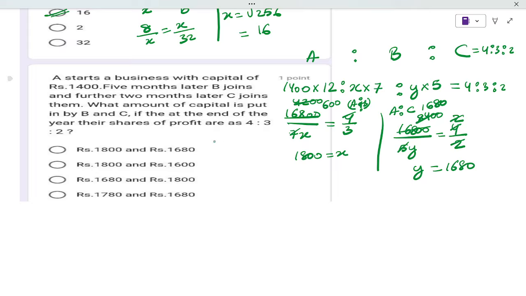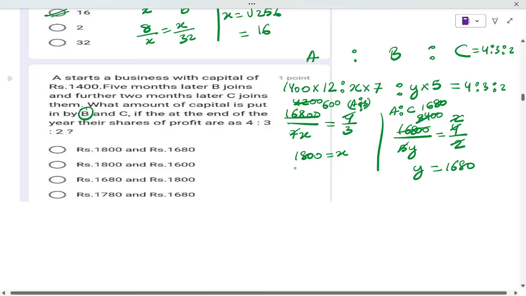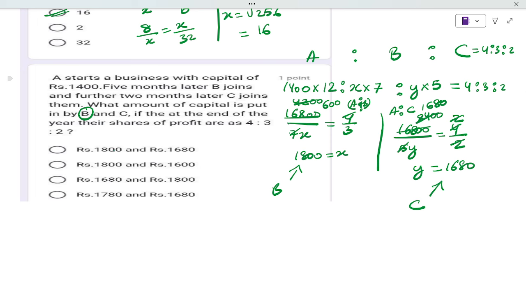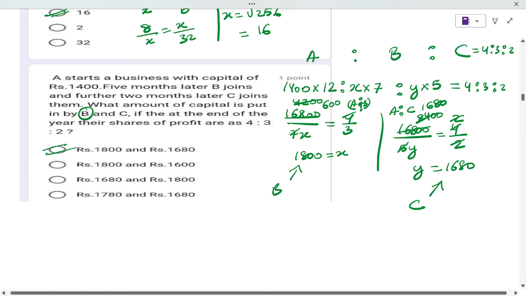1680. So what's the amount of the capital put by B? So B is equal to, this is for B and this is for C, right? So the answer is 1800 and 1680. This is the answer.